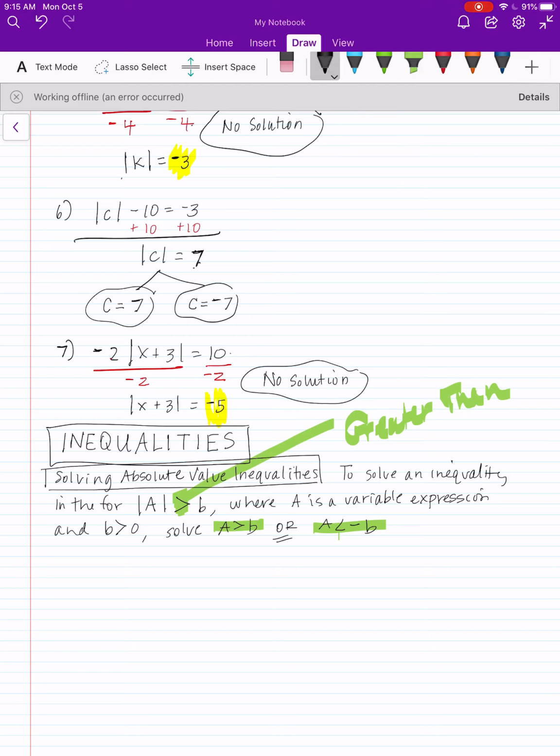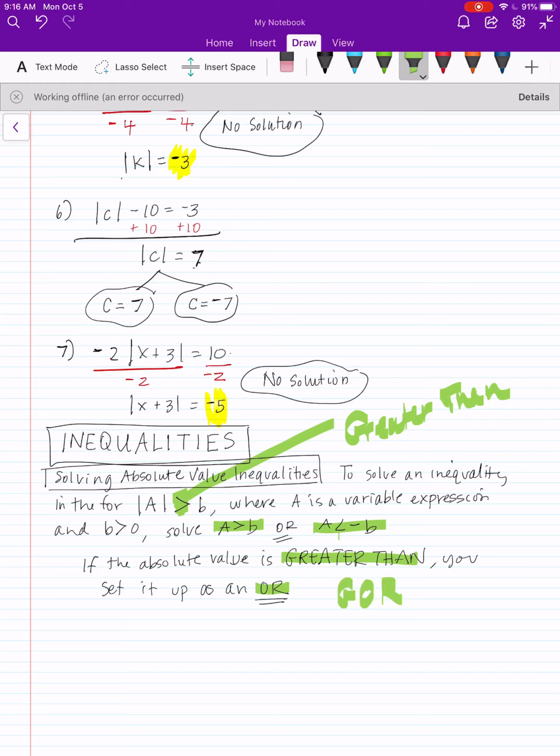I'm going to write those out so you can see. If the absolute value is greater than, you set it up as an OR. So if it's greater than, it gets set up as an OR. I like to refer to this as greater than or GOR. Blood, guts, and gore. It's around Halloween, so that's perfect.